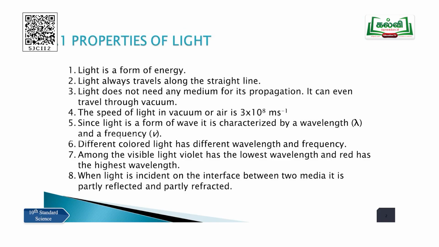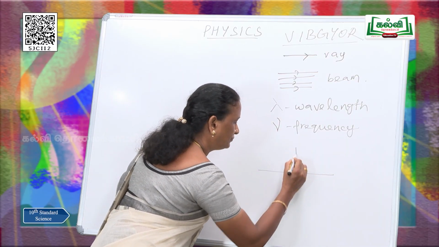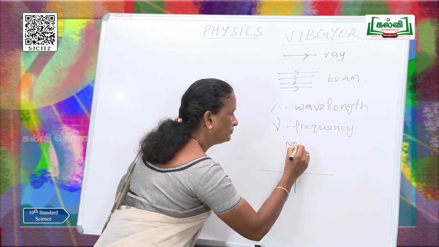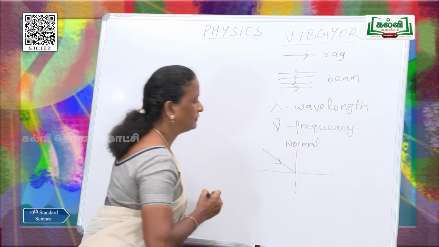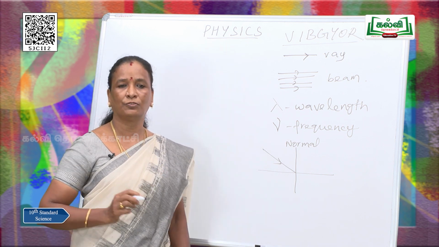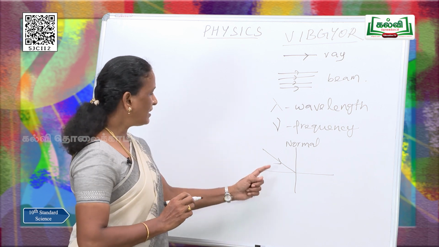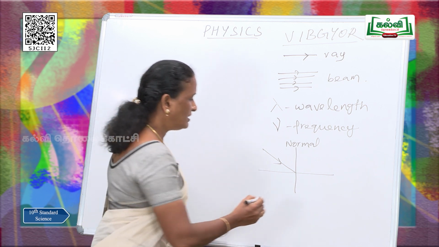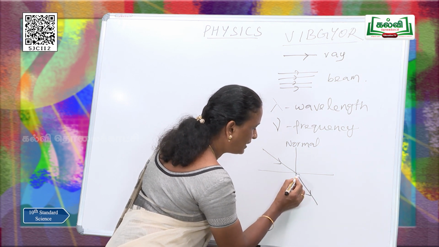When light is incident on an interface between two media, it is partly reflected and partly refracted. For example, let us take this is the normal, this ray is the incident ray. Already you have learnt in 8th standard also, reflection, you learnt about the incident ray. When light travels from one medium to another medium, it is refracted. That is the path of the light.